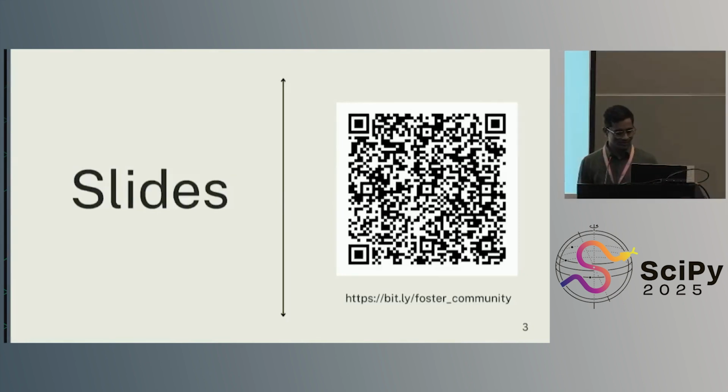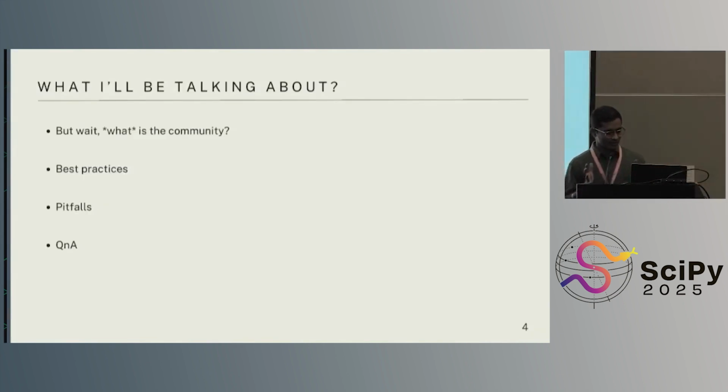Okay, nice. So I've divided this talk into 4 parts. First we will define what a community is, and then we're going to deep dive into the main thing, which is how you foster it, and what the best practices are. Then we'll mention some of the pitfalls which I have encountered throughout the years, which we should probably avoid, and then we'll have some time for Q&A.